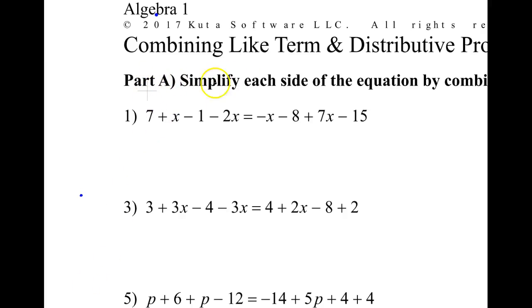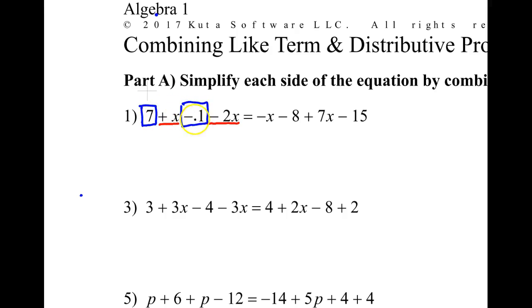You can first read the directions: simplify each side of the equation by combining like terms, do not solve the equation. So the only thing you're doing is the first step, what we practiced today in class. Same idea though. Underline or circle what you're doing on that particular problem, so you know that those two variables go together and these two numbers go together.